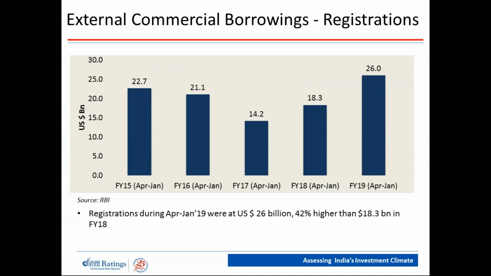Borrowings through external commercial borrowings or the ECB route are normally directed at investments. ECB registrations during April to Jan 19 were at US dollar 26 billion, which is 42% higher than the $18 billion ECBs of FY 18. Greater flexibility provided by the RBI, combined with pressures on the domestic banking system, made this a viable and attractive source for companies.